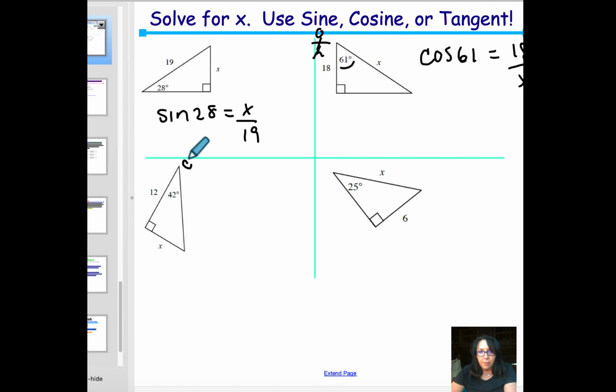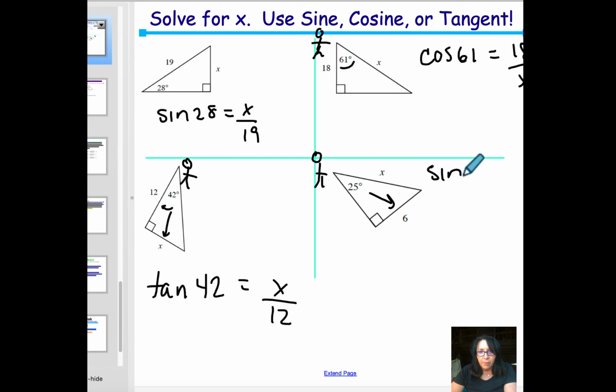For this one, I'm going to put myself here at this angle. And I would say I'm looking for opposite, and this is adjacent. Notice I don't have the hypotenuse. So this one would be tangent of 42 is equal to opposite over adjacent. And this one, I'm looking for the hypotenuse. So I'm going to put myself at my angle, and that's opposite. So we're going to go sine of 25 equals opposite over hypotenuse.